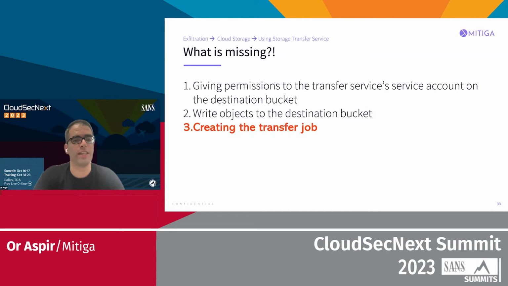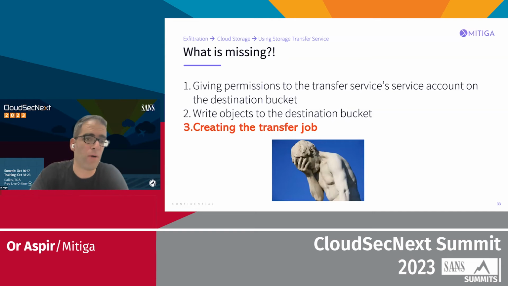And the last part, which I think is the worst case here, is that you won't see the creation of the transfer job by default. So you cannot know exactly who created it, not even if the bucket exists in a different organization. Even if the bucket exists in your organization, you won't see any transfer job. So you cannot know who exactly did the action. So this is a problem.